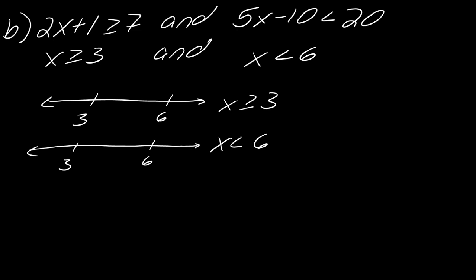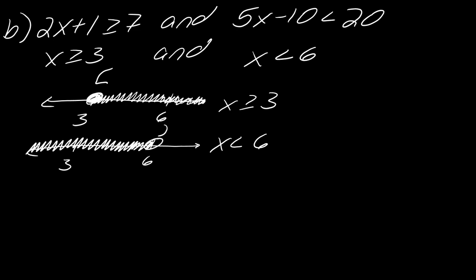So if I graph x is greater than or equal to 3, that's going to go this direction. And that's going to have a closed dot or a square bracket, whichever you prefer. Okay, so that's the first one. So now we go to the next one. So what about x is less than 6? So x is less than 6 means I'm going to shade this way. And so that's going to get an open circle or a round bracket, whichever you prefer.